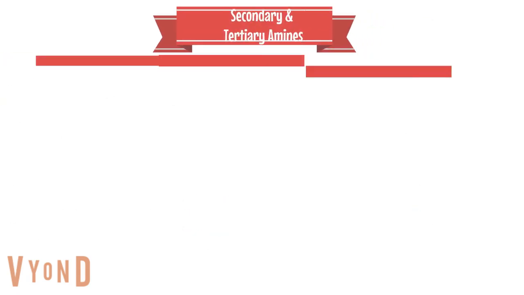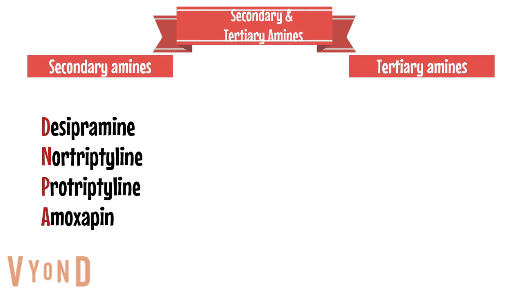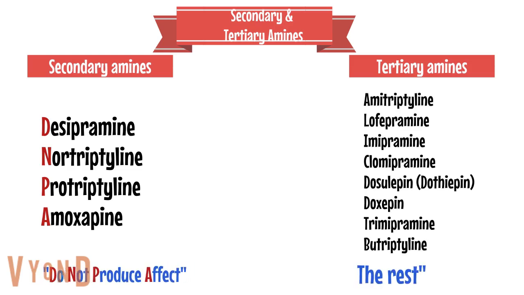Here is a list of medications classified under secondary and tertiary amines. Secondary amines include desipramine, nortriptyline, protriptyline, and amoxapine. You can memorize them by using the mnemonic: Do not produce effect. The rest of the TCA are tertiary, so all you have to remember is the list of secondary amines. We will cover these different tricyclic medications later in this video.